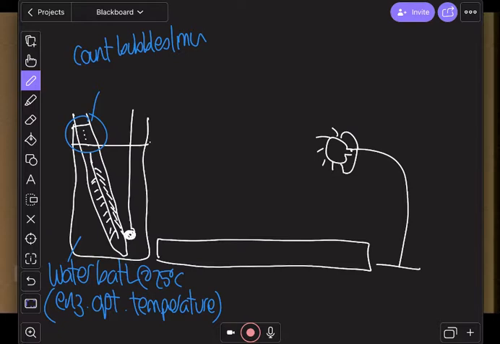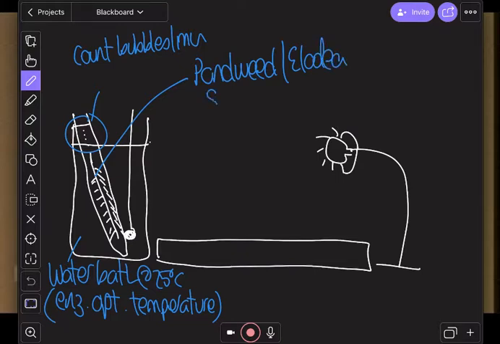We have in here our pondweed, or our Elodea, and we have it stem up. The reason we do this is so that the bubbles of oxygen don't get caught in the leaves. So we have it stem up. And the reason we pick an aquatic plant is that if we were to do this with a terrestrial plant, to try to put it underwater to see the bubbles of oxygen, it just wouldn't work.